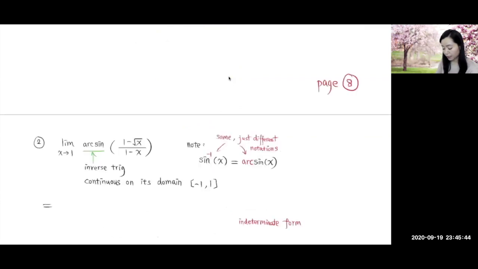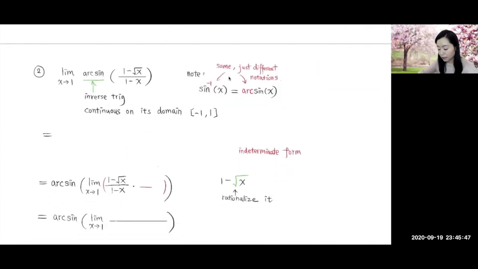Okay, the next example, example 2. Limit of this arc sine of this. Notice that this outer function, arc sine, is an inverse trig function. It is continuous on its domain, which is -1 to 1. Okay. So because it is continuous, we can bring this limit in. So we become arc sine of the limit.